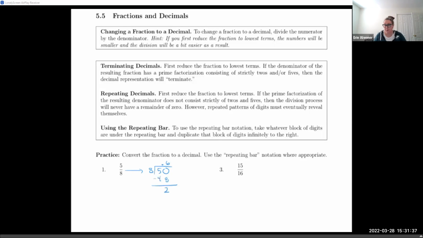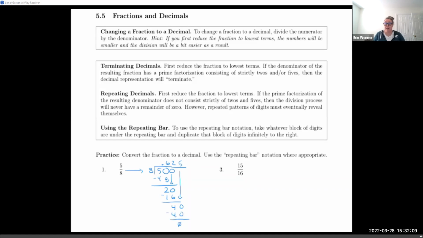We have 2. Okay, we haven't terminated, so we still have to keep going until either we get a 0 or we start getting a repetition. So we add another 0 and bring that down. 8 goes into 20 twice because 8 times 2 is 16. We subtract and we get a 4. Again, we're not done, so we bring a 0 down. And 8 goes into 40 5 times, and 8 times 5 is 40.